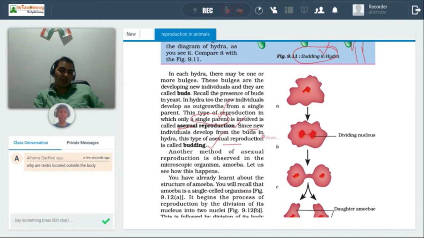I will write this term. Understood? What do you mean by budding? When a new bud develops from the hydra, and a new organism takes birth, that is known as budding.